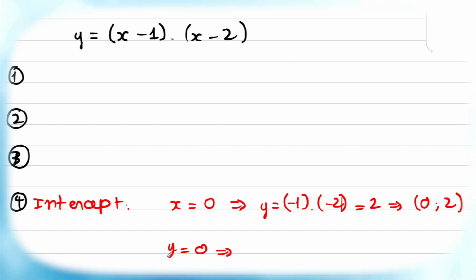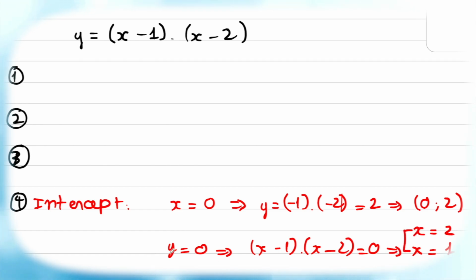The next one, y equals 0. Y equals 0 means these 2 brackets have to be equal to 0. This means x equals 1 or x equals 2. So about the x-intercepts, we have 2 points. The first one is (2, 0), and the next one is (1, 0).